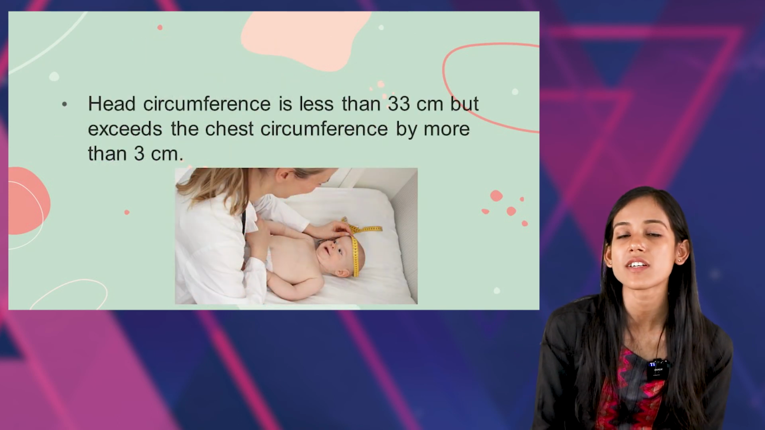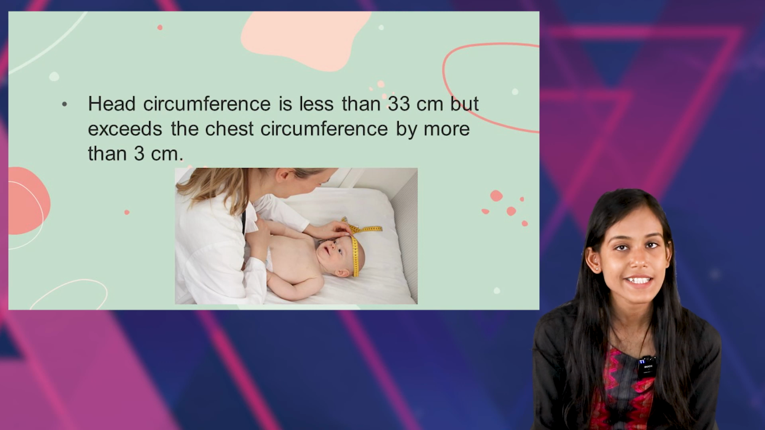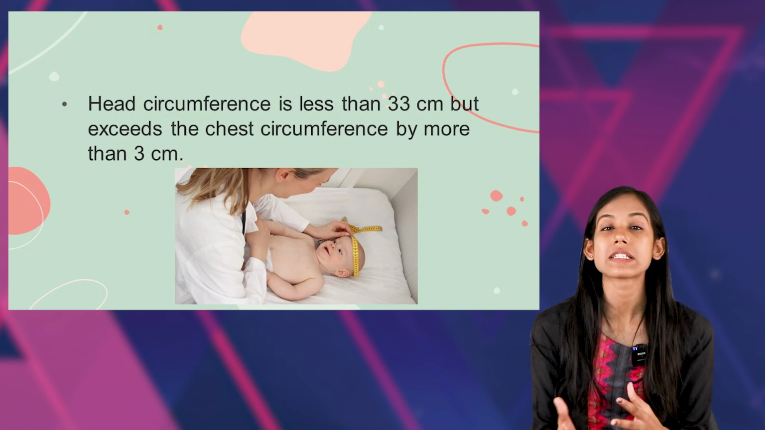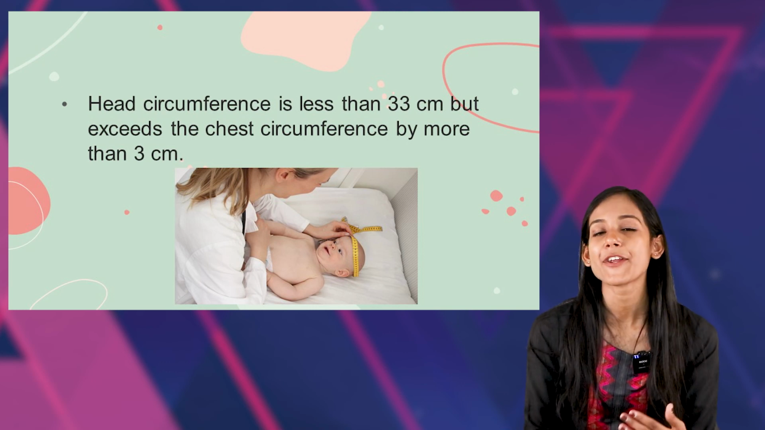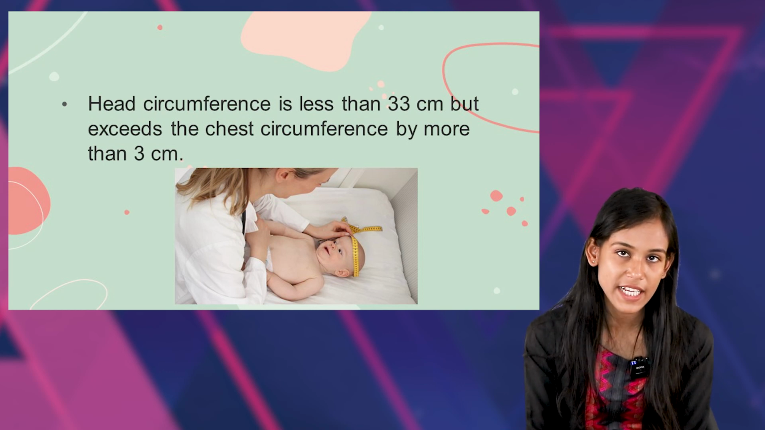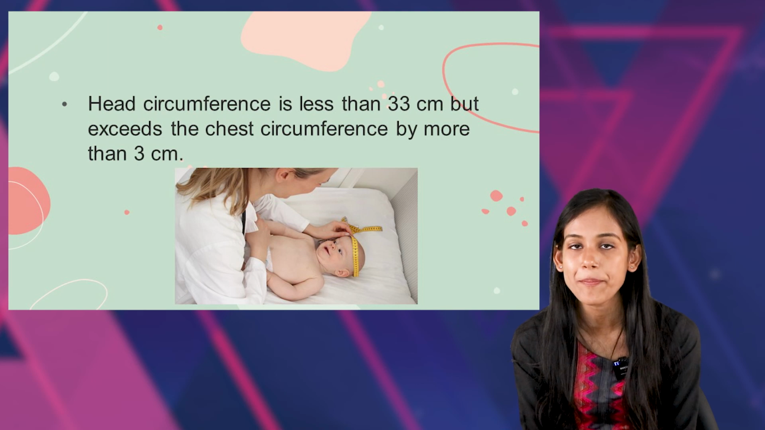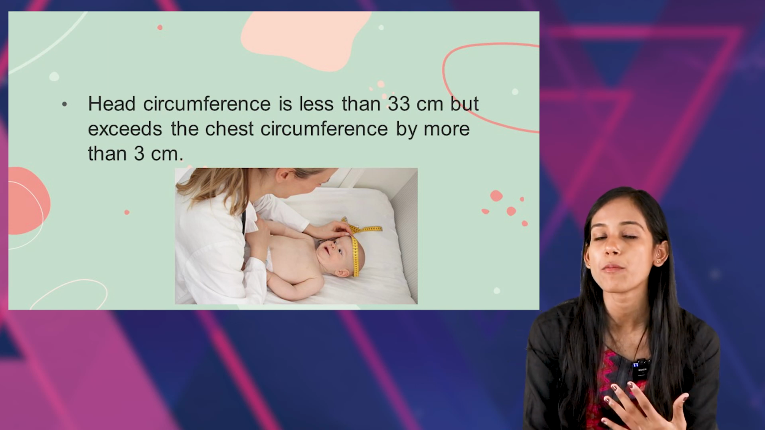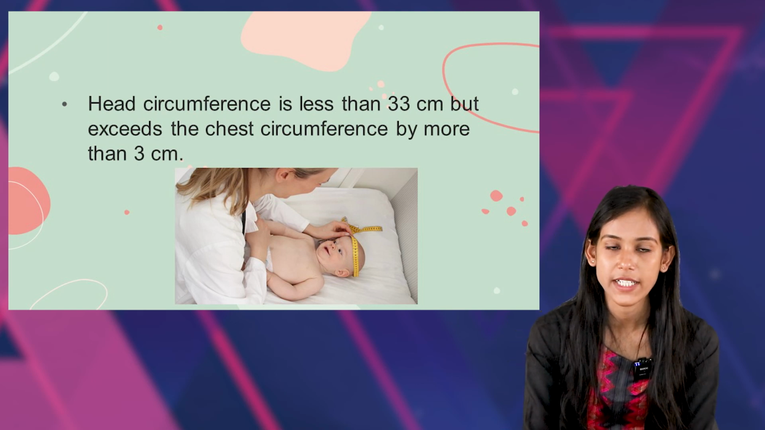If we see the head circumference of the baby, it would be less than 33 centimeters because the baby is preterm, but it would be 3 centimeters more than the chest circumference. The general activity of the baby would be poor. Reflexes such as the moro reflex, sucking reflex and swallowing reflex will be incomplete. Also, there will be hypotonia.